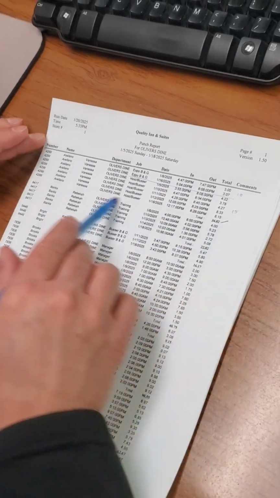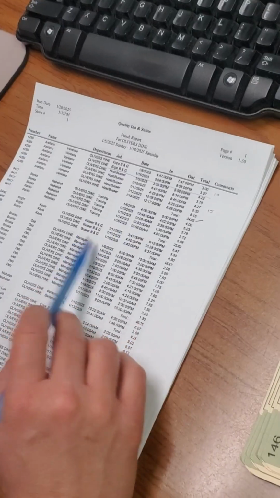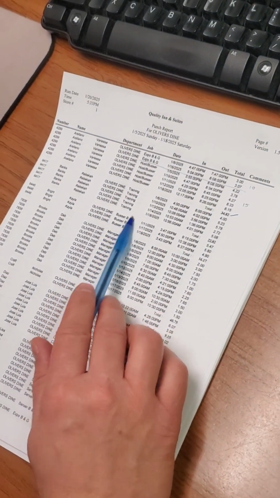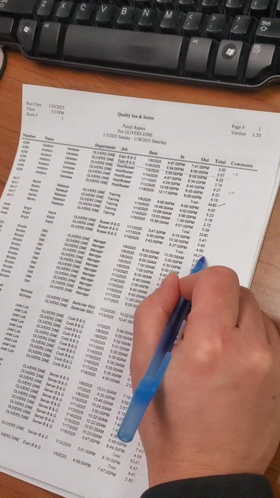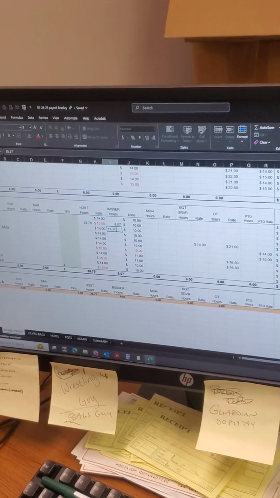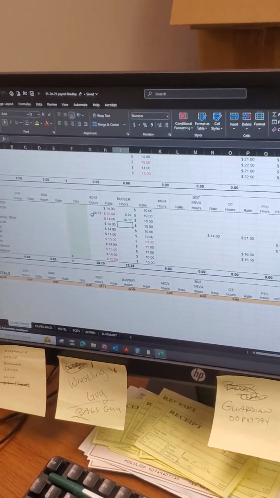We're going to skip this person for now. Kayla Bright, another busser. She's all busser hours, 1617. So I go here, Kayla Bright, 1617. 1617.